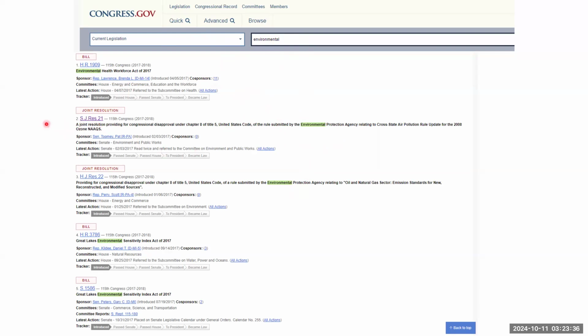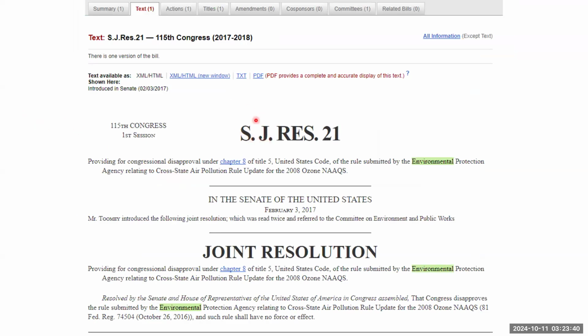So SJ stands for Senate Joint. So Senate Joint Resolution number 21. This is a joint resolution between the House of Representatives and Senate, but it was submitted through the Senate rather than the House of Representatives by Mr. Toomey from Ohio, I believe. I want to say Ohio, but I'm not 100% about that.